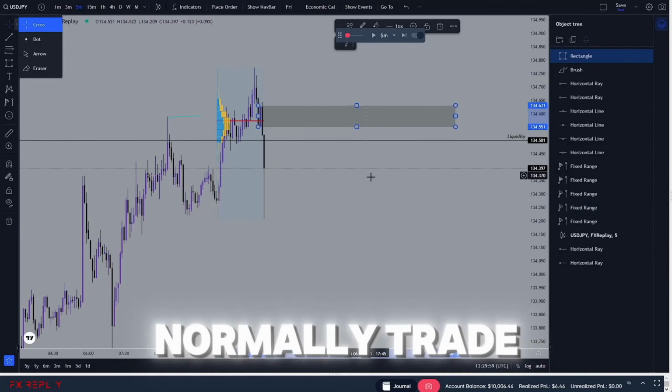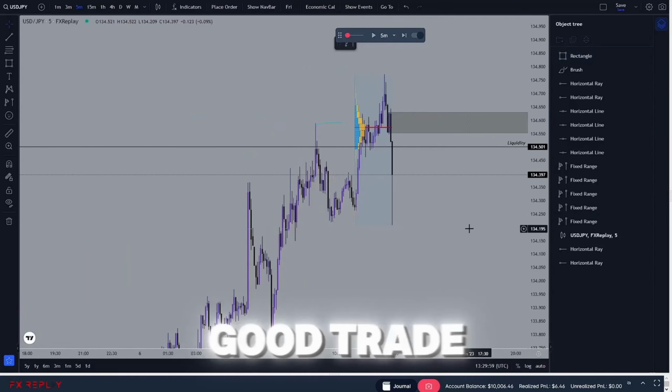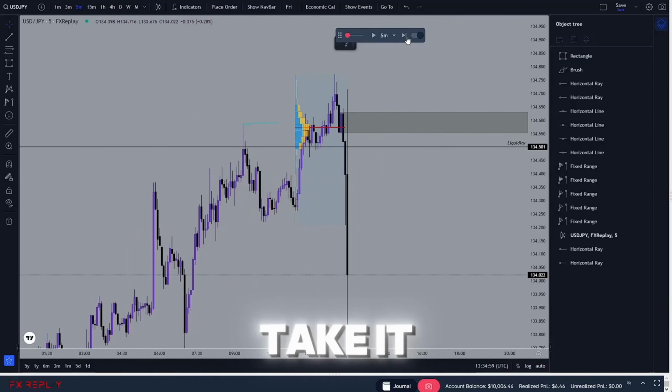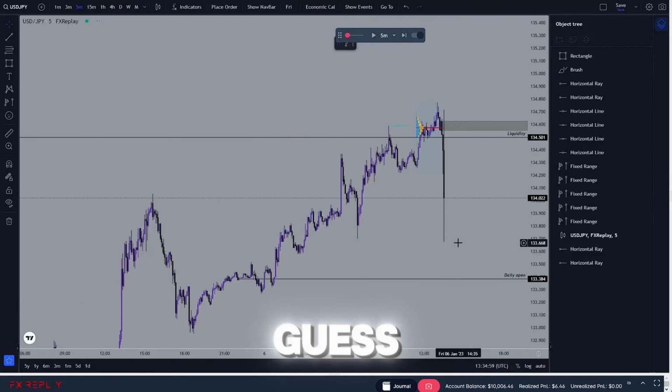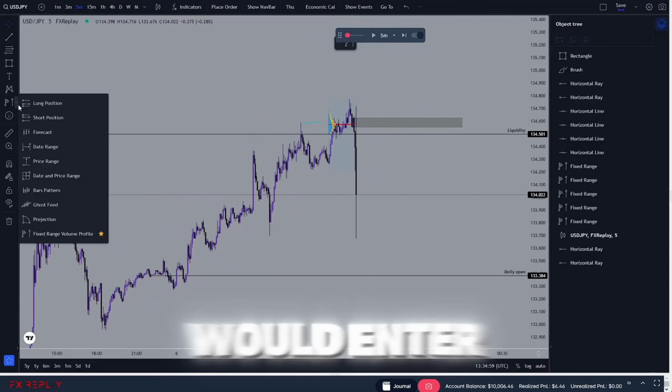This is not my strat I normally trade, but this would also be a good trade. I would probably take it. Okay, this was news, unlucky I guess. But I would enter if there was no news.